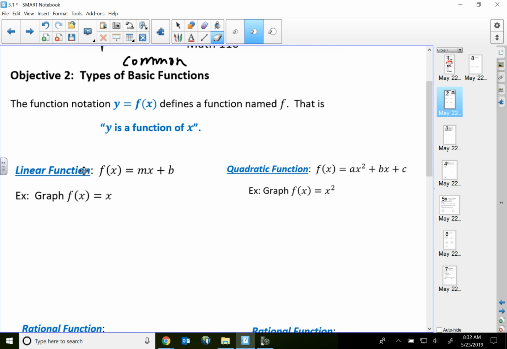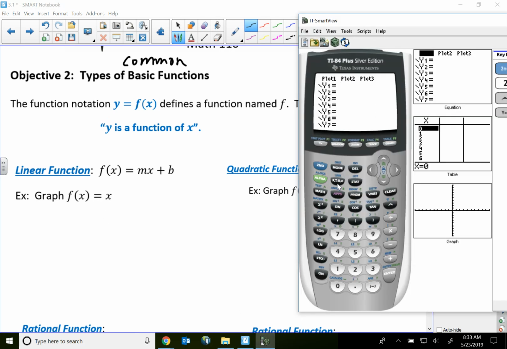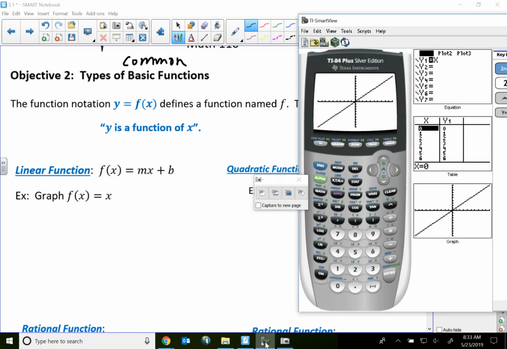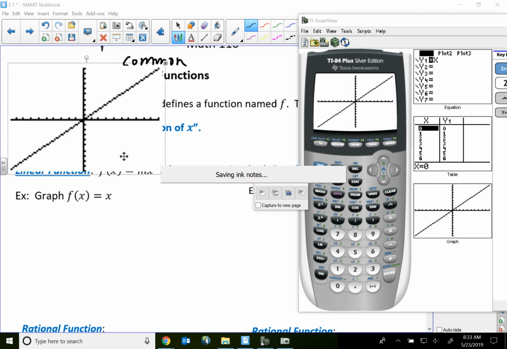So a lot of students know what a linear function or a linear line looks like. It's simply just a straight line. So the most basic one is f of x equal to x to the first power. So under my y equal, I'm simply going to just press x right here and press graph. All right, so here is my linear function. So if you look at this linear function, this straight line, let me turn it off.